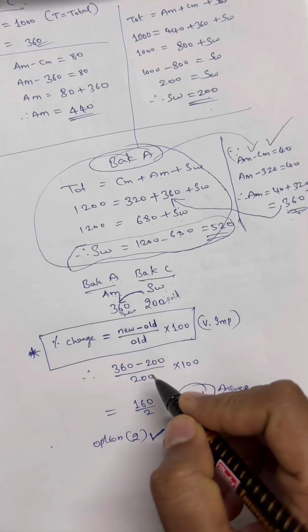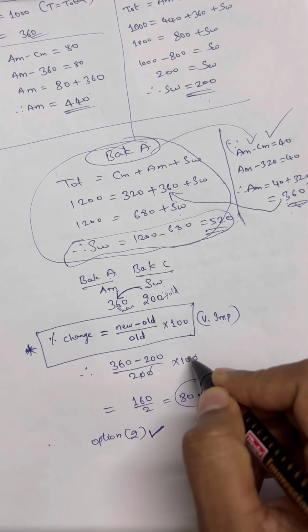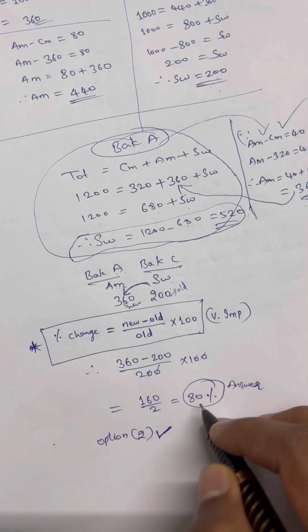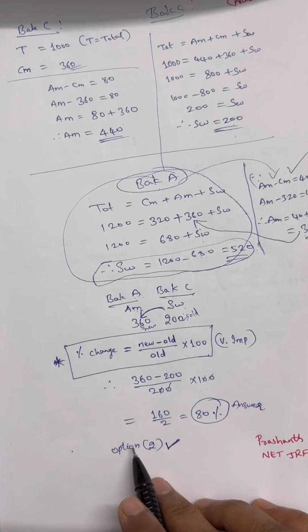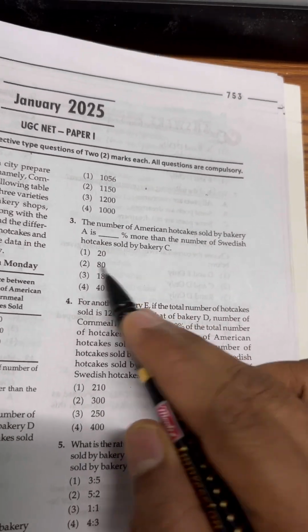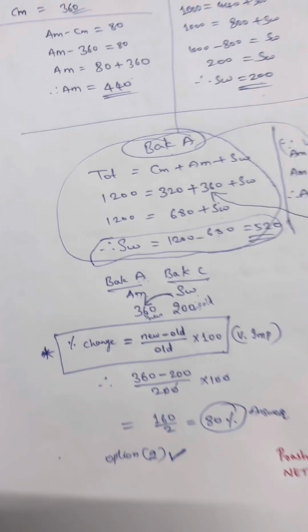So okay, we can put it like this: 2 zeros get cancelled. 360 minus 200 is 160 by 2, which is 80. Since we have done into 100, that's why the percentage, 80%, is the answer. So which is option 2, 80% is the answer for the third question. Okay, option 2, 80% is the correct answer. So that is the third question.